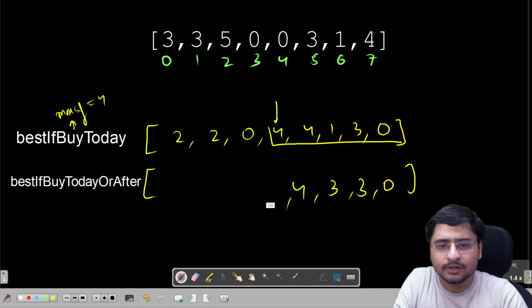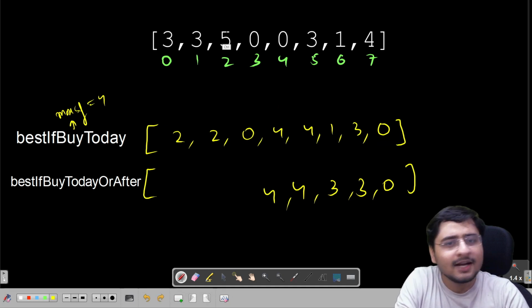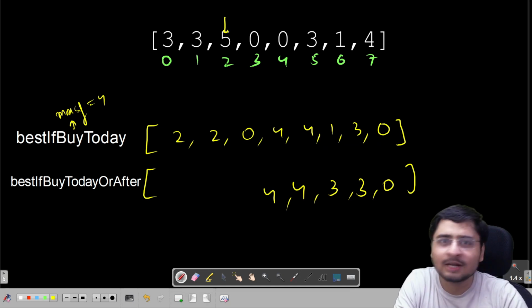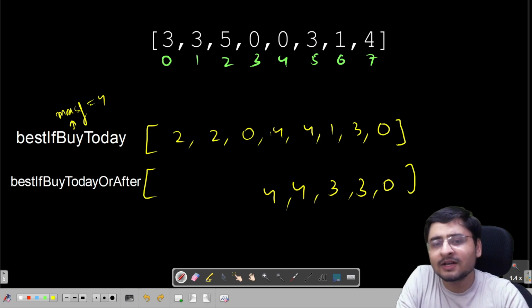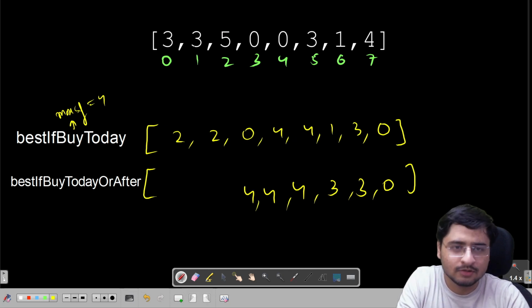Today or after today, 4 is the maximum, right? The maximum of all of these people is 4 only. It's not a good time to buy on 5, it's the 2nd index. It's not a good time to buy, so I'm going to choose someone who is after me. So 4 will be kept here.